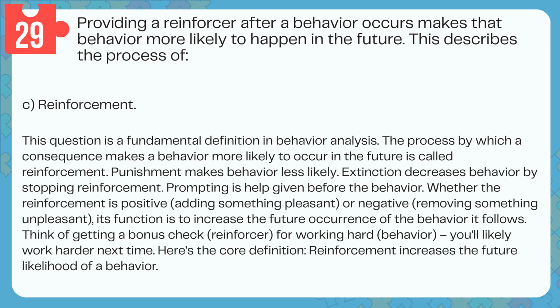Answer: C. Reinforcement. This question is a fundamental definition in behavior analysis. The process by which a consequence makes a behavior more likely to occur in the future is called reinforcement. Punishment makes behavior less likely. Extinction decreases behavior by stopping reinforcement. Prompting is help given before the behavior. Whether the reinforcement is positive, adding something pleasant, or negative, removing something unpleasant, its function is to increase the future occurrence of the behavior it follows.